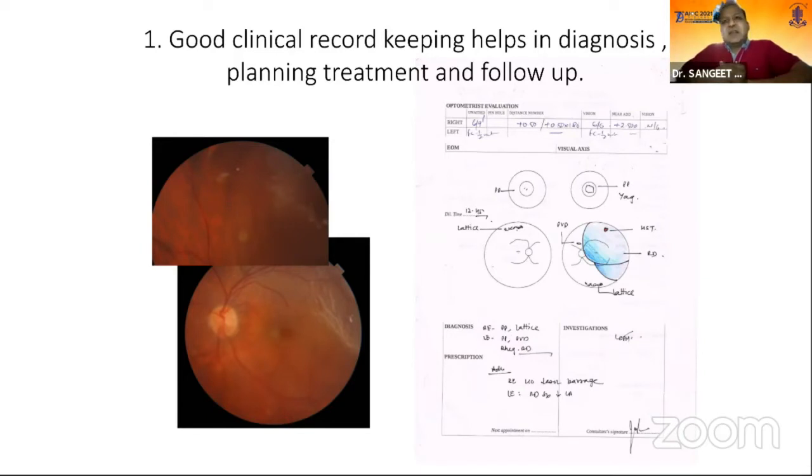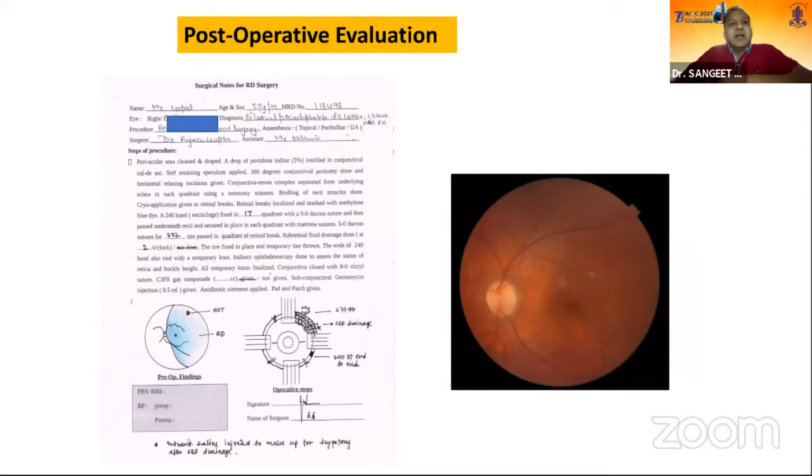And then this drawing helps in picking up many other features which you routinely don't pick up doing a routine indirect ophthalmoscopy in your clinic. But when you spend time doing a drawing, you may pick up much more than what you saw while you saw the patient in the clinic. And this helps you plan your treatment, change your treatment, and also plan the follow-up with the patient. Again, postoperatively, you have to keep a record.